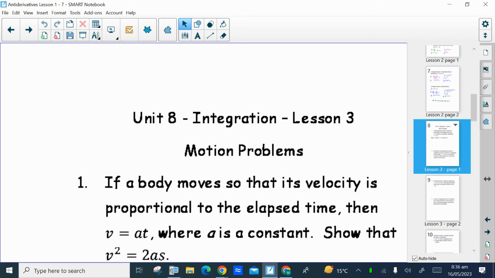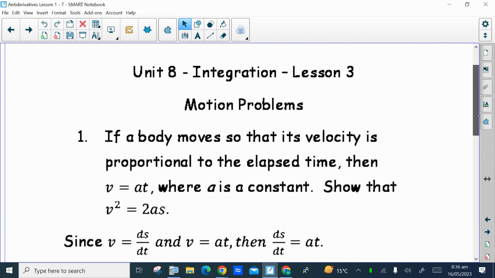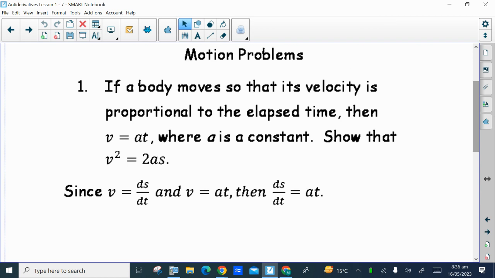All right, so lesson 3, we're talking about motion problems. If a body moves so that its velocity is proportional to the elapsed time, then we would say that velocity would be equal to a times t, where a is a constant. We're asked to show that v squared is equal to 2as.